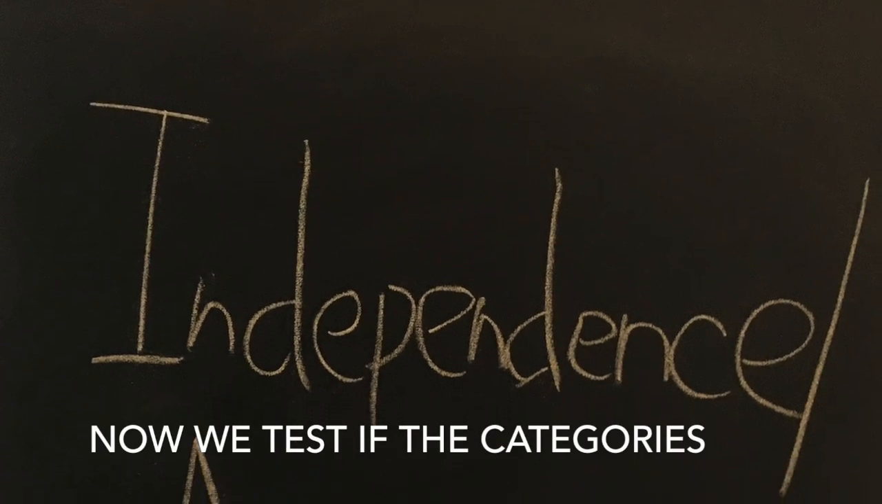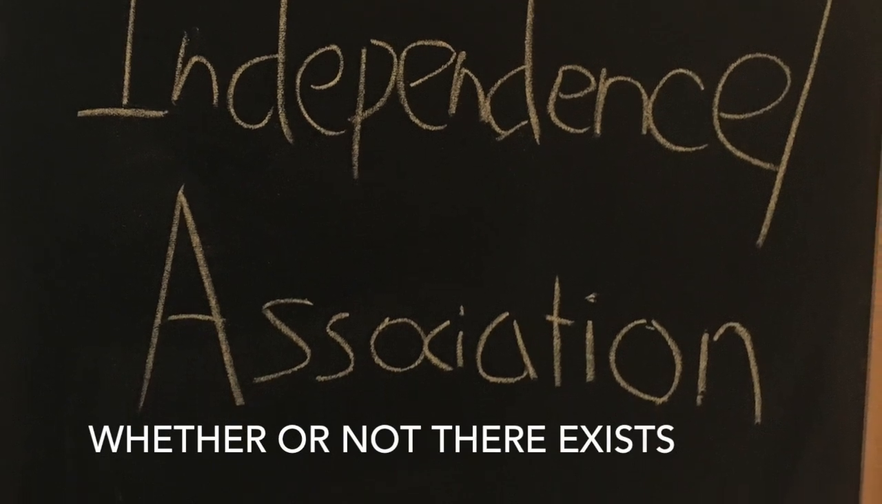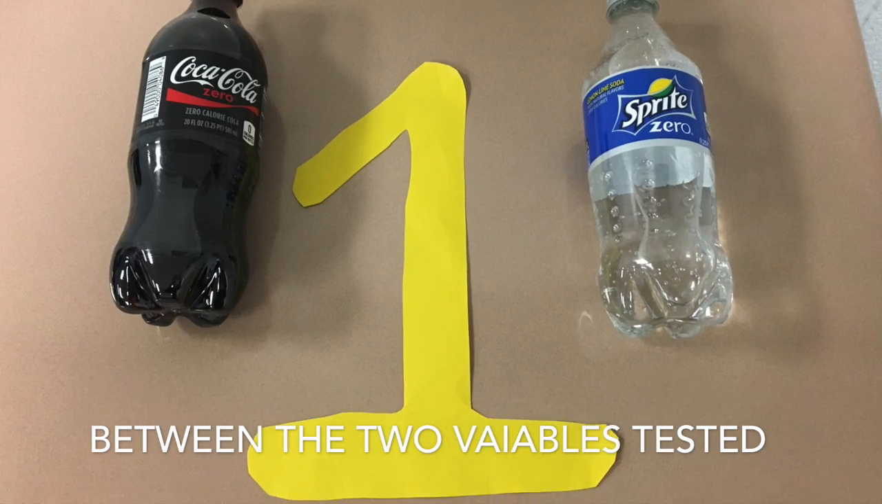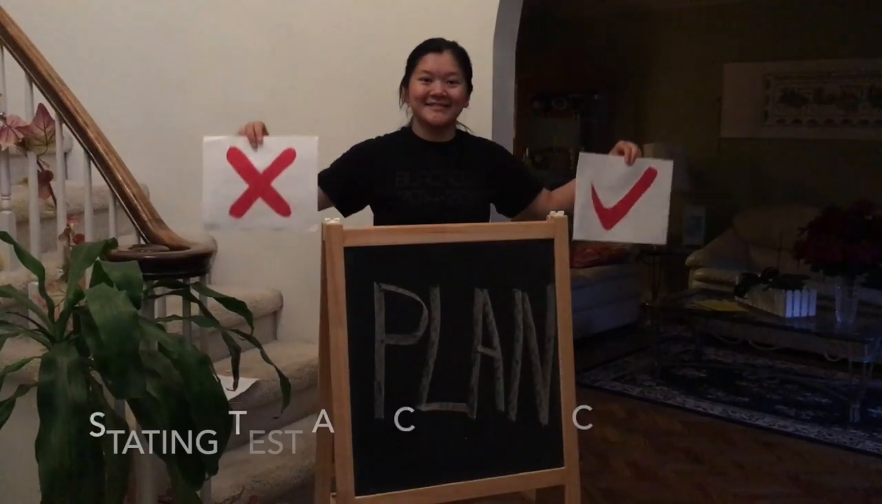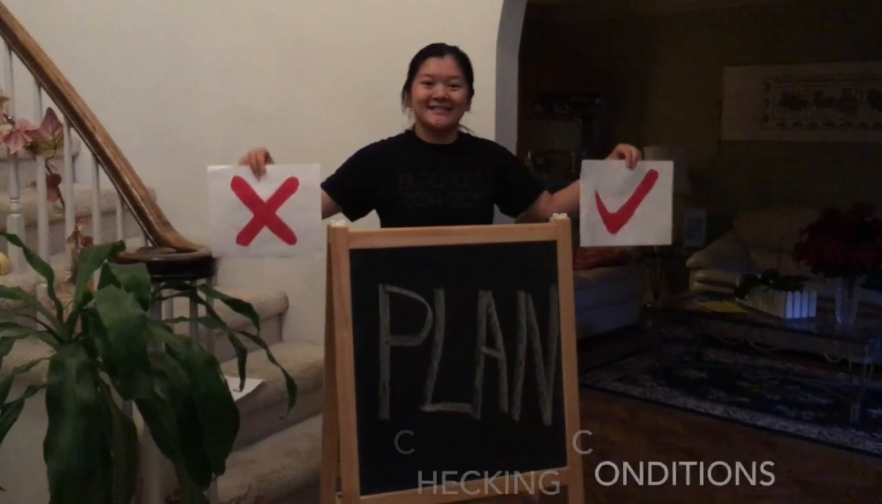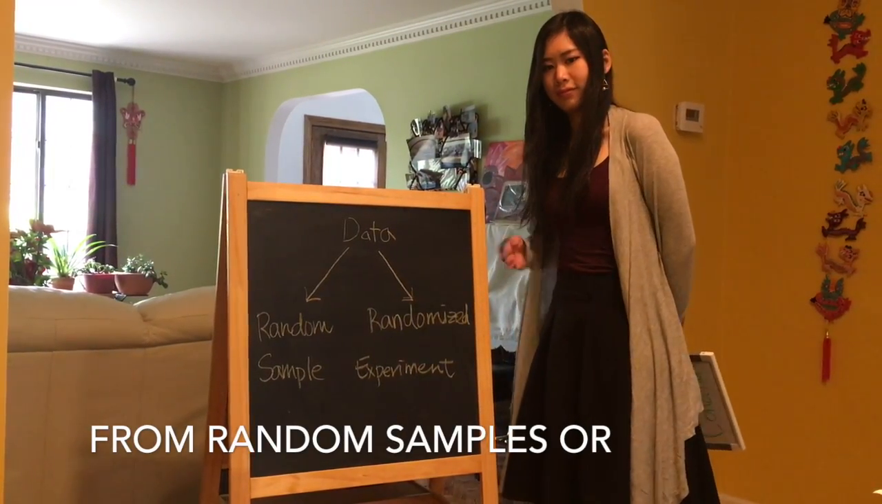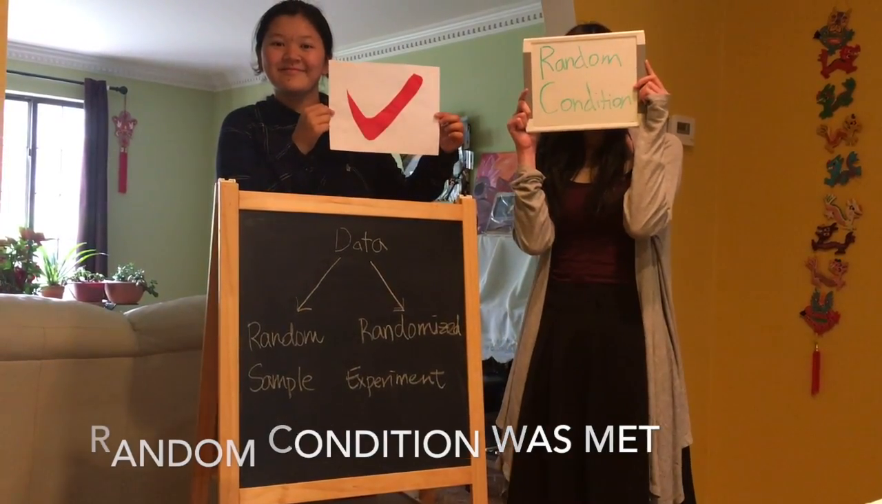Now we test if the categories are independent, whether or not there exists any association between the two variables tested or observed. Now we move to plan, stating tests and checking conditions. First we check if data comes from random samples or randomized experiments; the random condition is met.